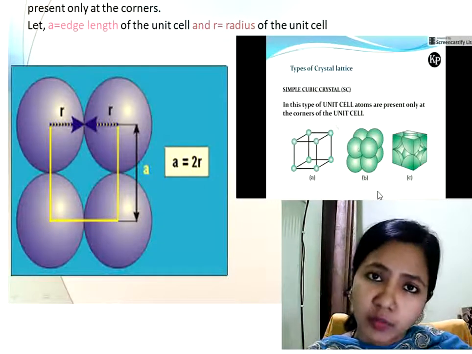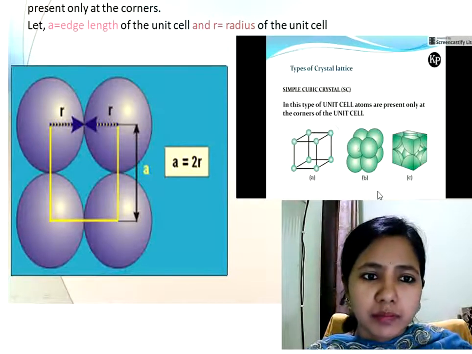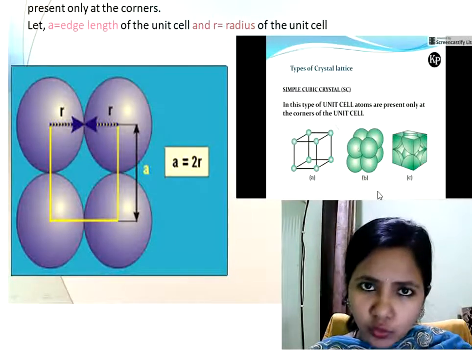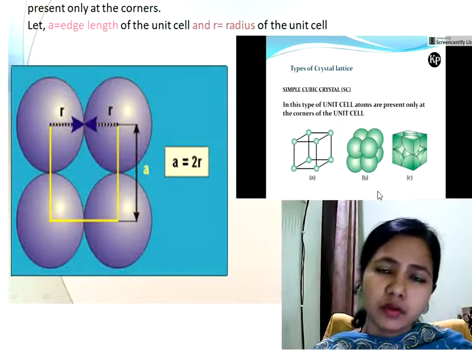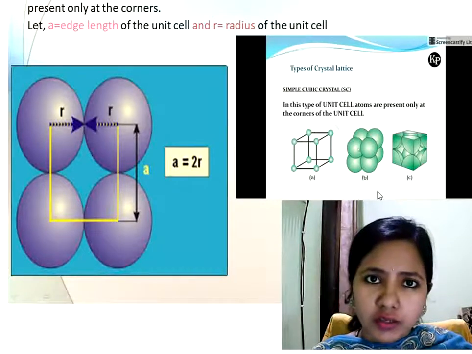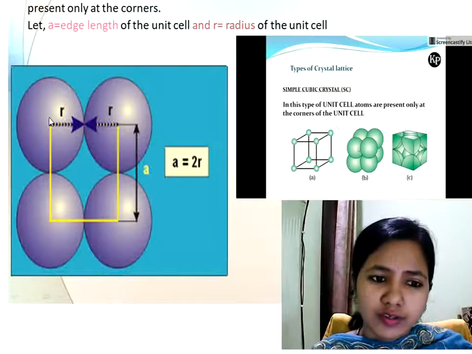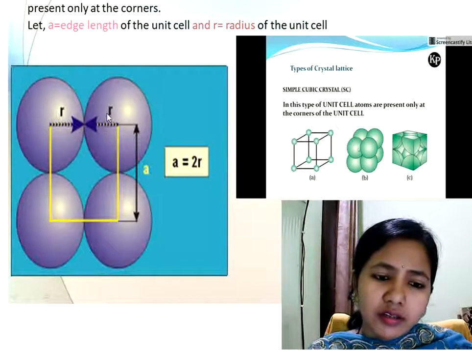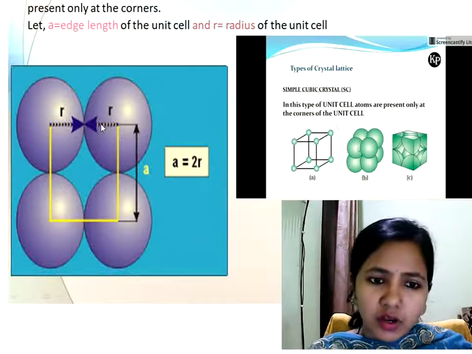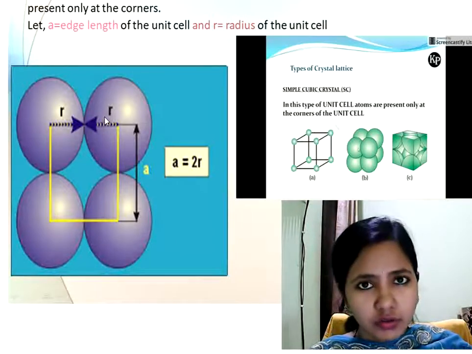The next one is, before finding out the efficiency, first we have to know the relation between the edge length and atomic radius. First we find it for the simple cubic unit cell. Students, you have seen the structure of a simple cube. It has 8 constituent particles or 8 atoms present at the corners of the unit cell. Here we have taken the top view of the unit cell. You can see that these spheres are in contact with each other, right? Now we have to find the relation between edge length and radius.